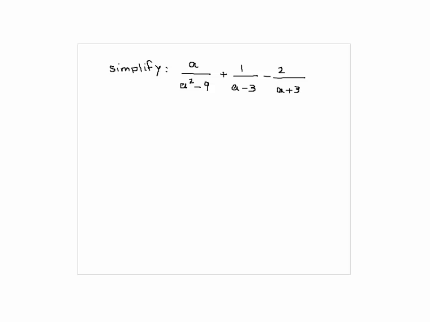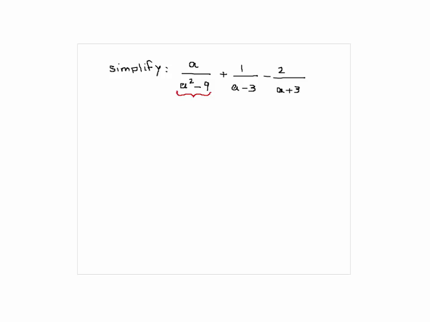Danielle, can you tell me what's the first step? What do we have to find? The LCD. Very good. You have to find the LCD. Before we find the LCD, we need to factor this. Danielle, how do you factor this? It's a difference of squares, right? What do we get?